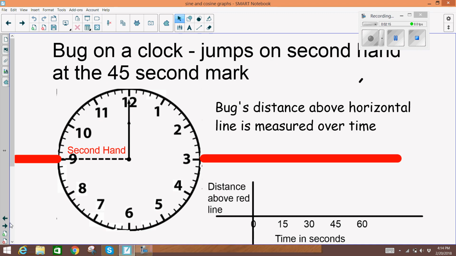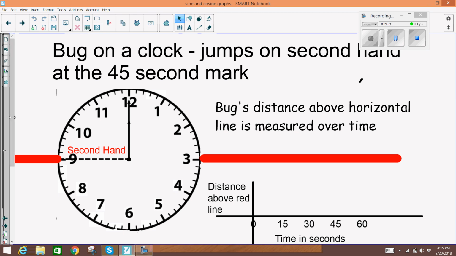So let's say that a bug jumps on the second hand of a clock, and it jumps on at this 45-second mark. I understand that that's a little weird for it to jump on there, but let's say it jumps on there and the second hand is going clockwise because it's a clock, and it's riding along. It's having the ride of its life on this second hand here, and we want to measure its distance or its height above this red line here.